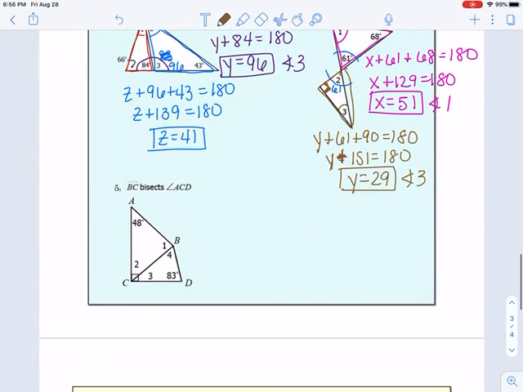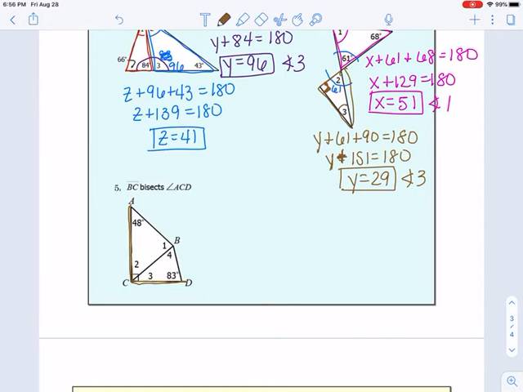And for number 5, we have 4 different angles that we need to find here. And up on the top, it says that BC bisects angle ACD. So again, if you trace that angle ACD, that's the angle that's getting bisected. Okay.